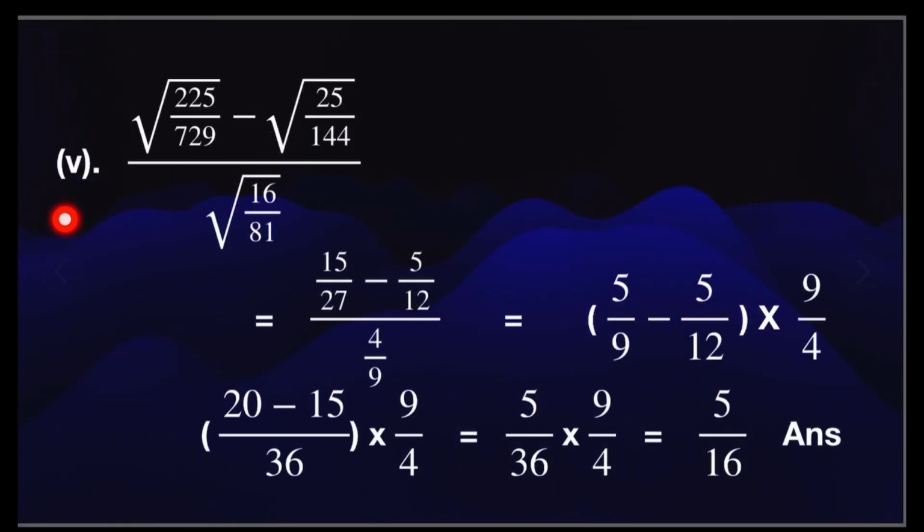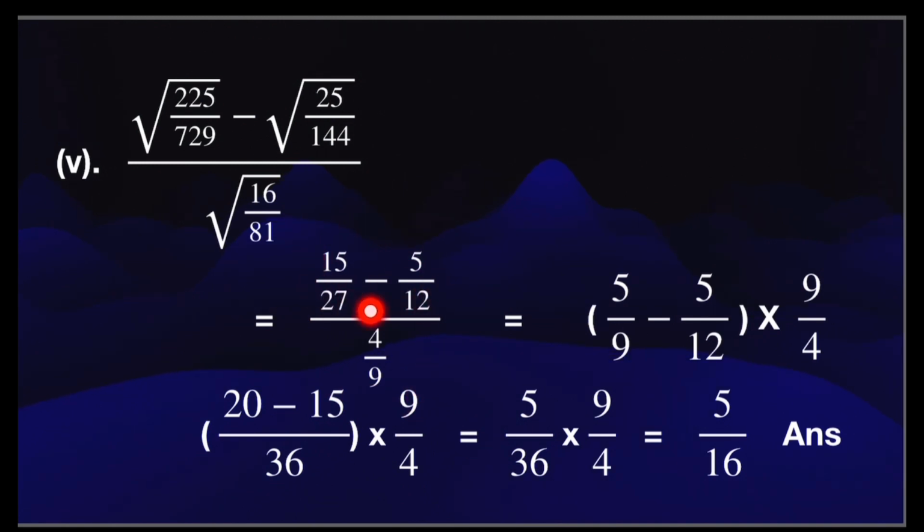Next sum. This sum looks very complicated, but actually it's very simple. Okay, so here square root of 225 upon 729. We know square root of 225 is 15 and square root of 729 is 27. Minus, similarly, this becomes 5 upon 12. Square root of 16 upon 81 is 4 upon 9. Okay, so I have written it down. Now you just have to solve it.